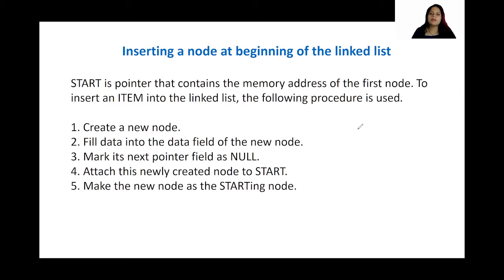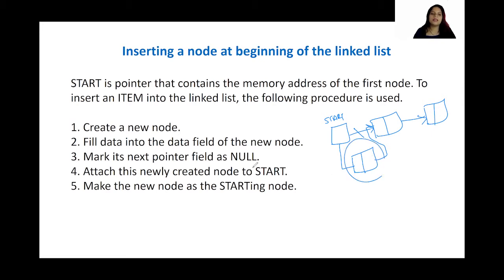For example, this is my start, and I have a list already something like this. Inserting at the beginning is nothing but I'm going to remove this connection and add the node over here, isn't it? Something like this, right? So how do we do that? Create a new node. First we create a new node, fill the data into the data field, and then mark the next pointer field as null. That is the basic thing we usually do whenever we have to create, isn't it? We create a node, we add the data, and then we make this null. By doing that, we have created a node.